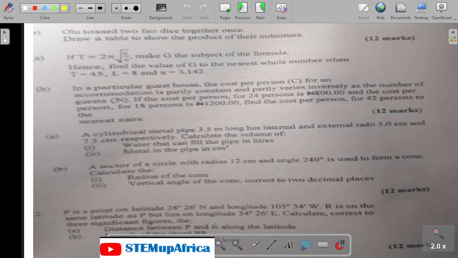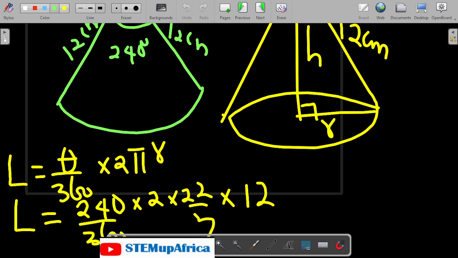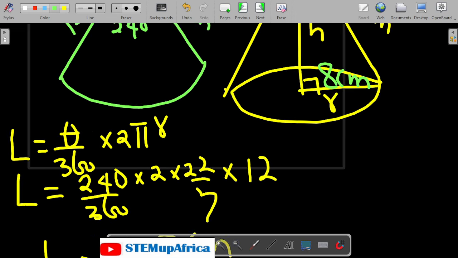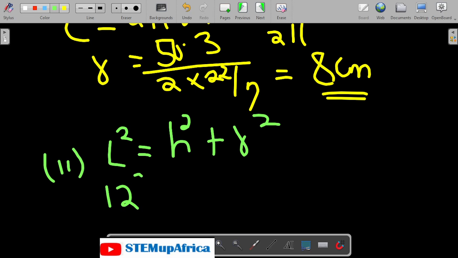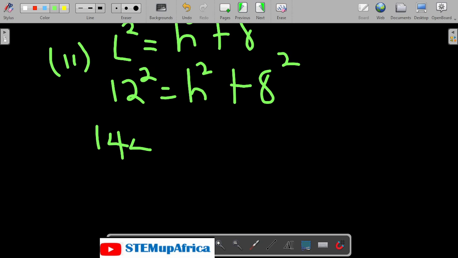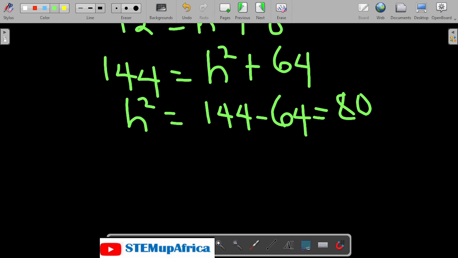Then the vertical height now. I have gotten the radius. I'll come back to my diagram. So here is 8. Here's 8 cm. To find the vertical height now, I'll simply apply Pythagoras theorem. So remember we got too. I'm having L square equals to h square plus r square. Here's now 12 square equals to h square plus 8 square. I'm going to have 144 equals to h square plus 64. So my h squared is simply 144 minus 64 will give us 80. So my h is now square root of 80. That will give us 8.94 centimeter.